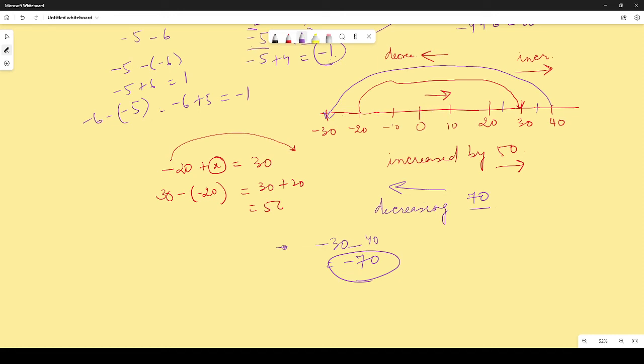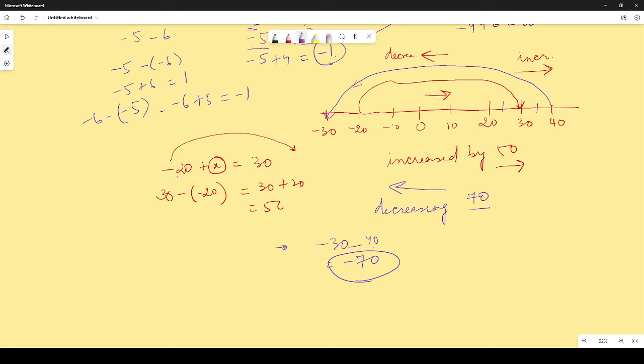So to reach minus 30 we have subtracted 40 from it. We have decreased 40 from it. Are you getting this? Why do we say decrease? Because we are moving towards the left side. So 30 is decreased by 40. That is why we are writing this over here.